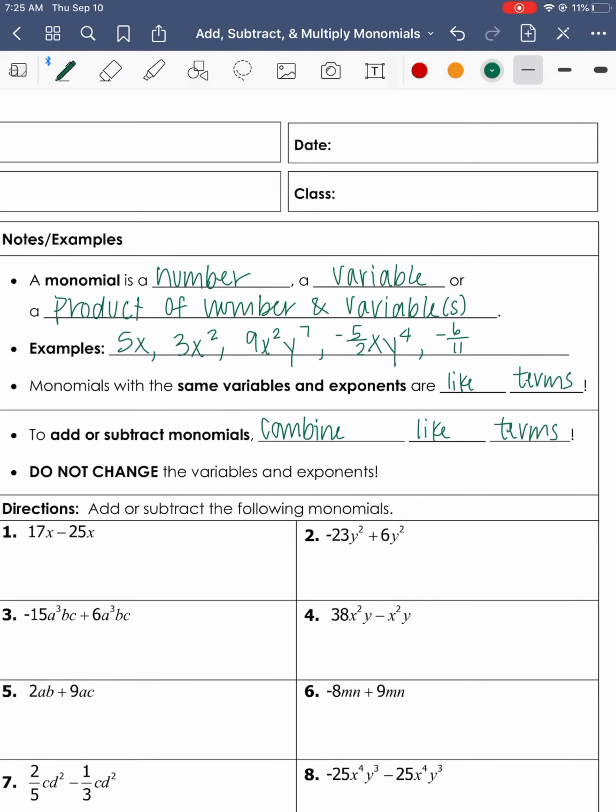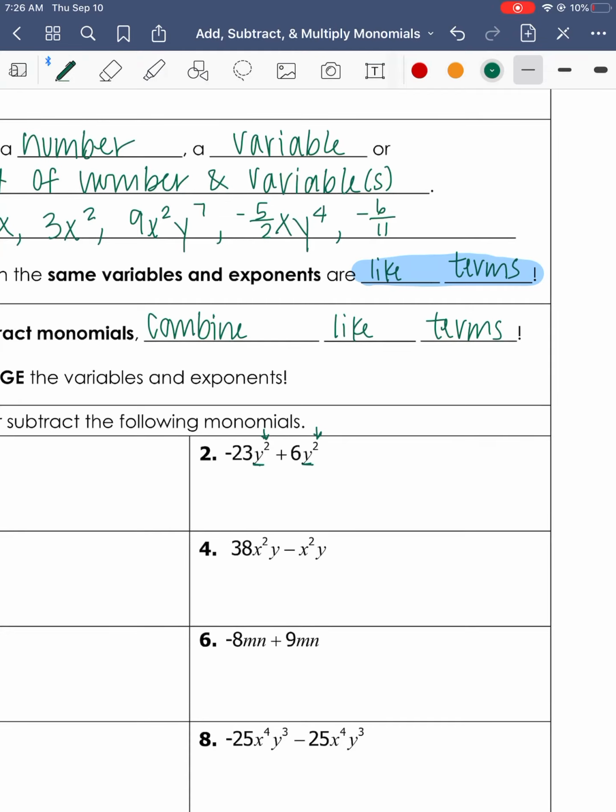Okay, let's try another one. Number 2, negative 23y squared plus 6y squared. The variable y is the same variable, and they both have an exponent of 2, so that means that they are like terms, and we can just combine them by adding or subtracting their coefficients. So this negative 23 and this 6, those are the coefficients of these terms. To add these, we take negative 23, add 6 to it, and that gives us negative 17y squared. We keep the same variable with the same exponent.